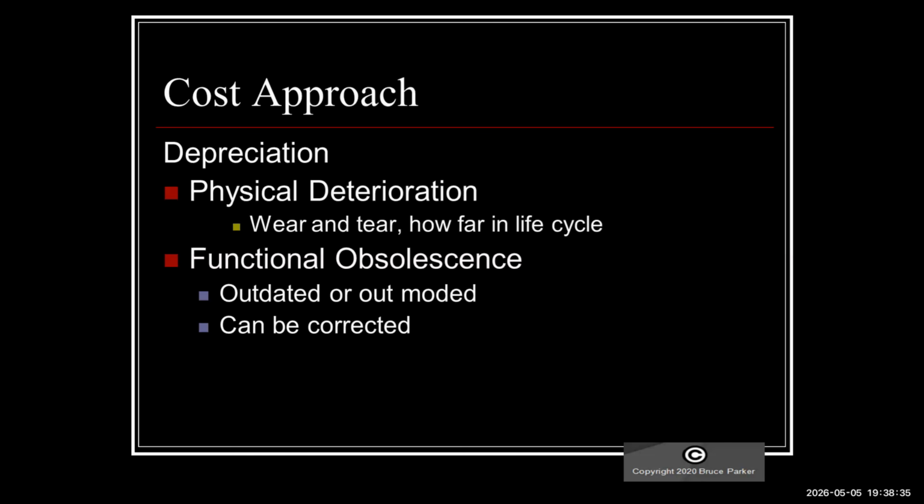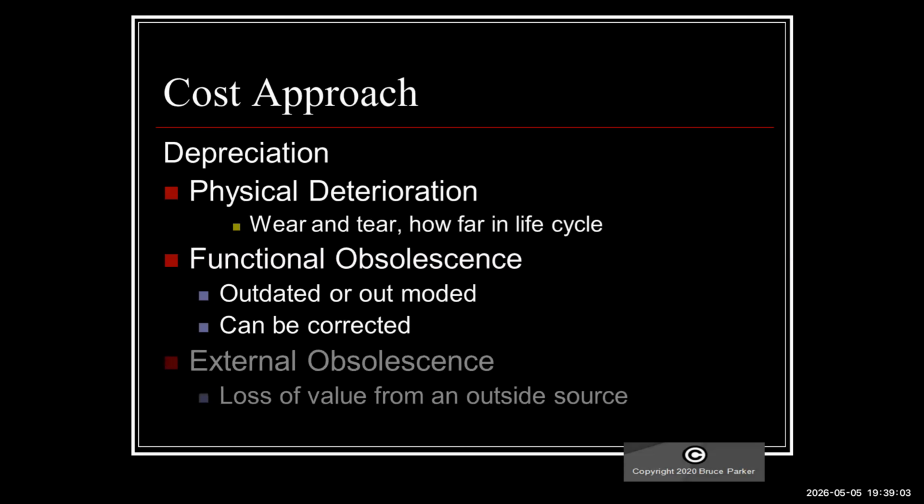And think about it, both physical deterioration, wear and tear, and functional obsolescence, outdated or outmoded, could be corrected if you chose to. You could raise the ceiling, or you could re-insulate, you could fix the roof. So those are sources of accrued depreciation, physical deterioration, and functional obsolescence. And our third source of accrued depreciation is external obsolescence. That's a loss in value from an outside source that reduces the value of your building.